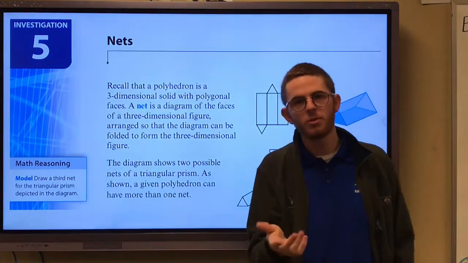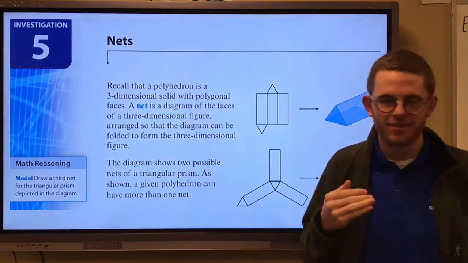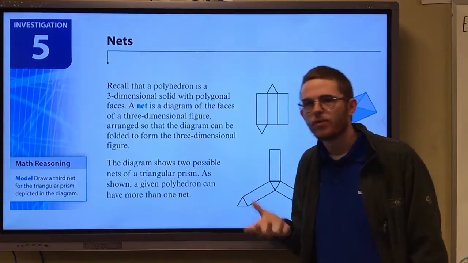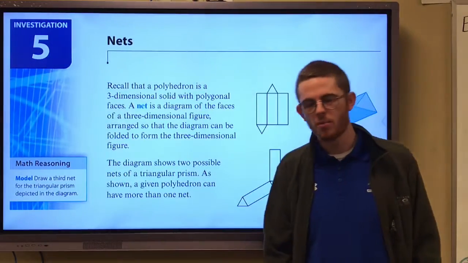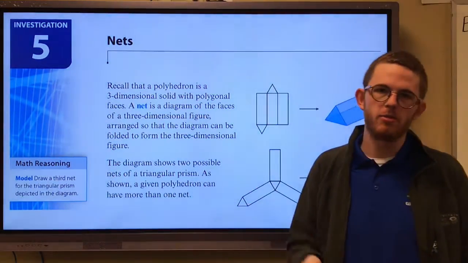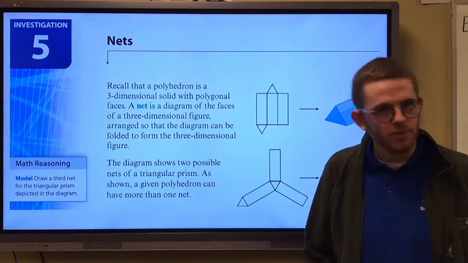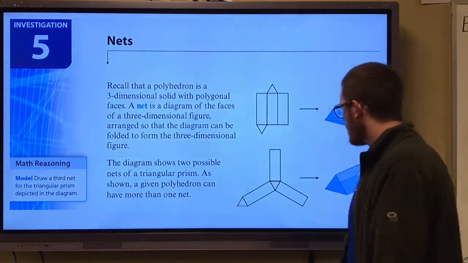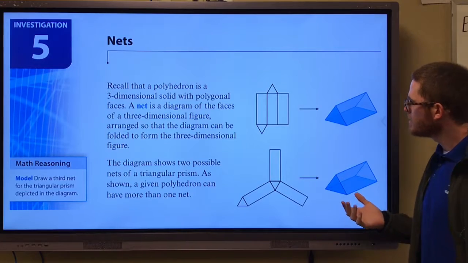Alright, I'm going to talk a little bit about what a net is. Well, we can draw a net for any polyhedron. Remember what a polyhedron is? It's a solid made of only polygons. And so here's some examples of some nets.